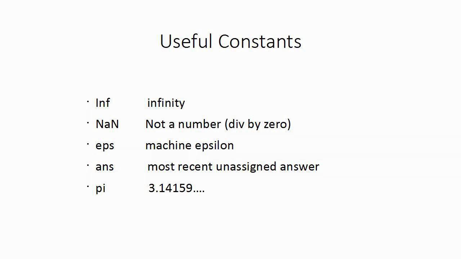Coming to useful constants, INF means infinity. NaN means not a number. EPS means machine epsilon. ANS means the most recent unassigned answer, so this variable will hold the result of the most recent calculation. pi, the value 3.14, the pi is what we have seen in calculators.